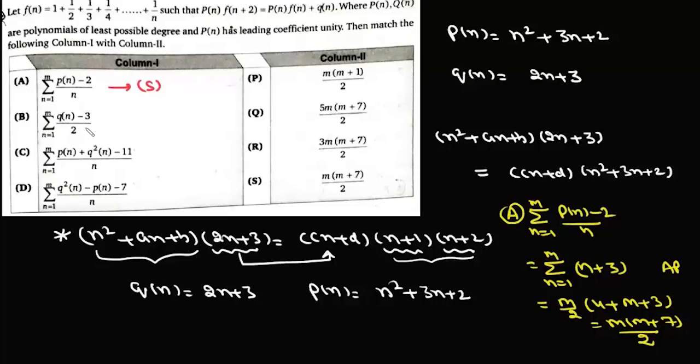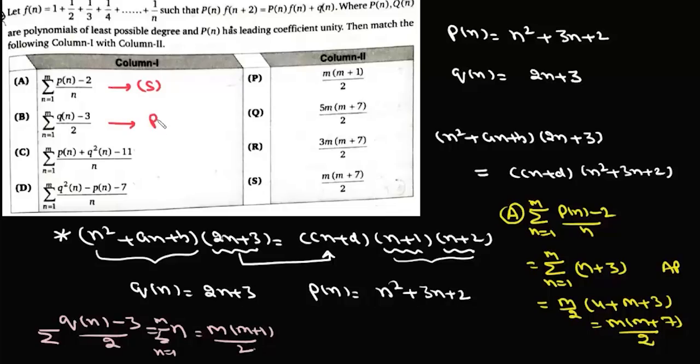Next one is Qn minus 3 by 2. So if we look at Qn minus 3 by 2, this is nothing but n. And if we take this summation from n varies from 1 to m, this is nothing but m into m plus 1 by 2. That means this B matches with P.